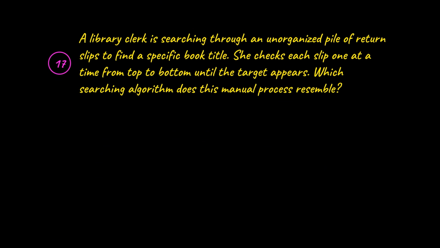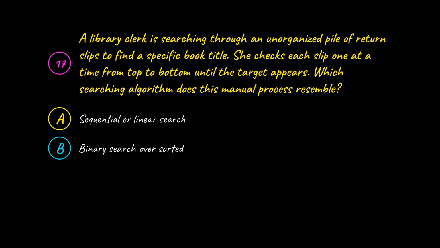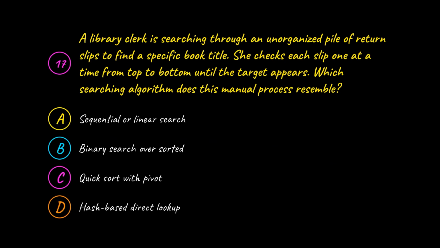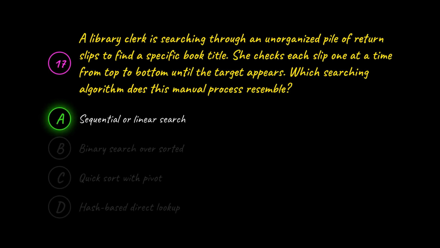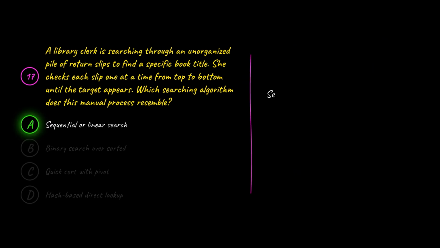Your options are A. Sequential or linear search, B. Binary search over sorted, C. Quick sort with pivot, D. Hash-based direct lookup. Which one is it? Pause the video if you need more time. The correct answer is A. Sequential or linear search. A is correct because sequential search, also called linear search, checks each element in a list one by one from start to end until finding the target.